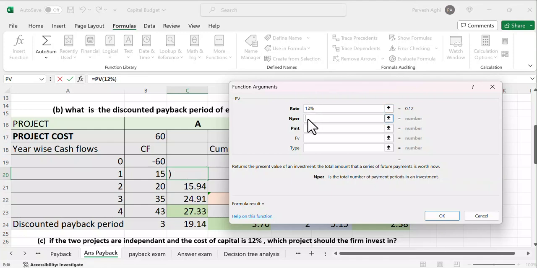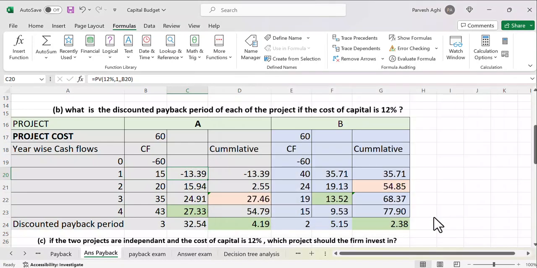And NPR means 1 year. Here the first case is 1 year. Second year you want to choose 2 years. Then what is the future value? What we are going to get? How much we are going to get? 15 after 1 year. So put 15 and calculate. So it will give you 13.39. Is that okay? Is that clear?